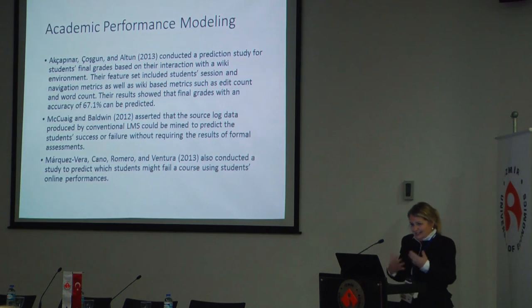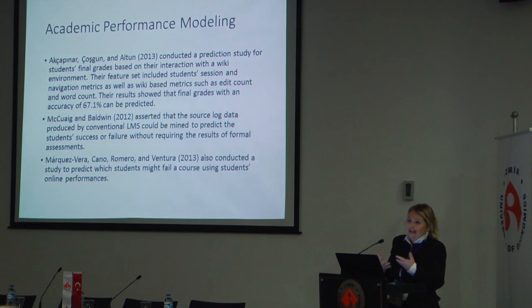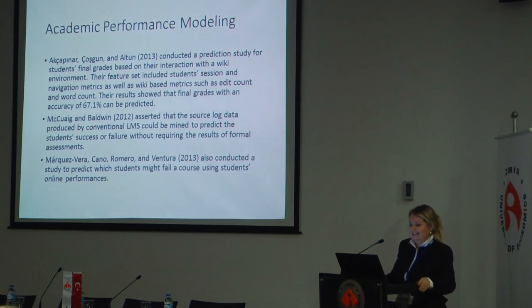Well, so we can, as teachers, make some interventions on these results. Now, for example, there are some research studies on modeling academic performance. One is from our Onto Lab research group that Arif Hoca mentioned yesterday. They conducted a prediction study for students' final grades based on their interactions with the wiki environment. Their feature set included student session and navigation metrics, as well as wiki-based metrics such as edit count and word count. Their results show that the final grades can be predicted with an accuracy of 67%.